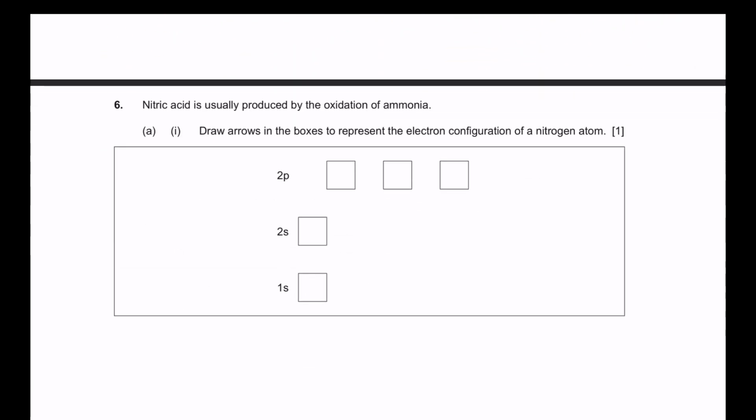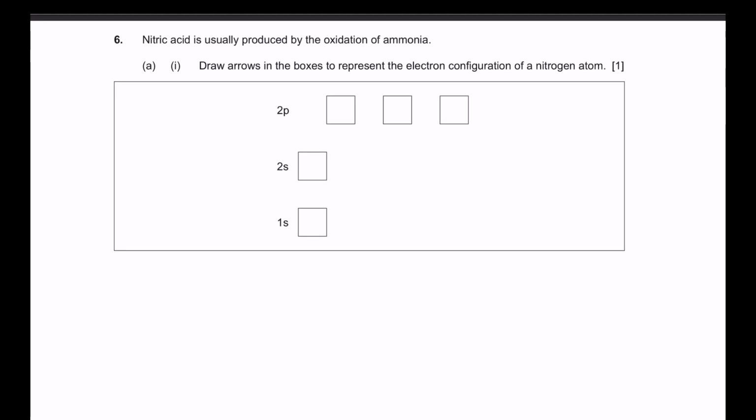Right. Now moving to the last question. Nitric acid is produced by oxidation of ammonia. First we have to draw arrows and boxes to represent the electronic configuration of a nitrogen atom. Nitrogen has a total of 7 electrons in a neutral nitrogen atom. So 2 electrons will get filled in 1s, 2 in 2s, and 3 electrons will go in 2p. So that's the electronic configuration of the nitrogen atom.